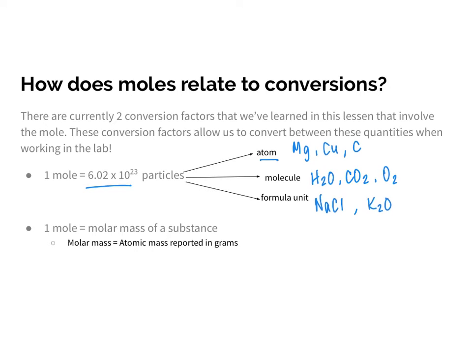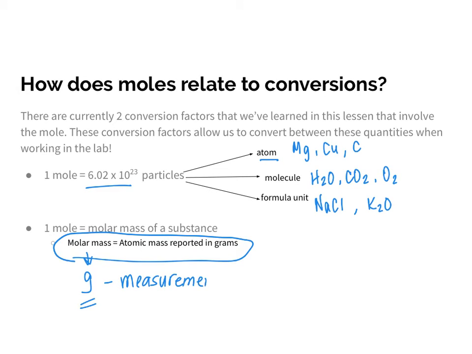The other conversion that we talked about is our molar mass conversion. We said that 1 mole of a substance is equal to the molar mass of that substance. Keep in mind, molar mass is equal to the atomic mass, but instead of AMUs, it's reported in grams. So molar mass is always reported in grams. Think of this as a measurement versus counting.